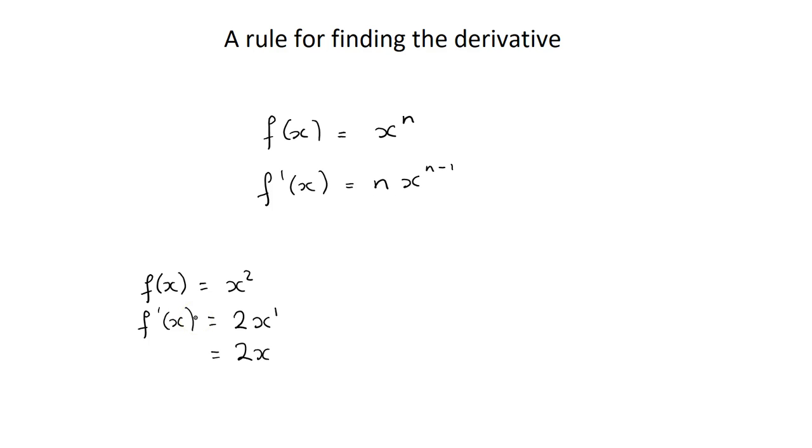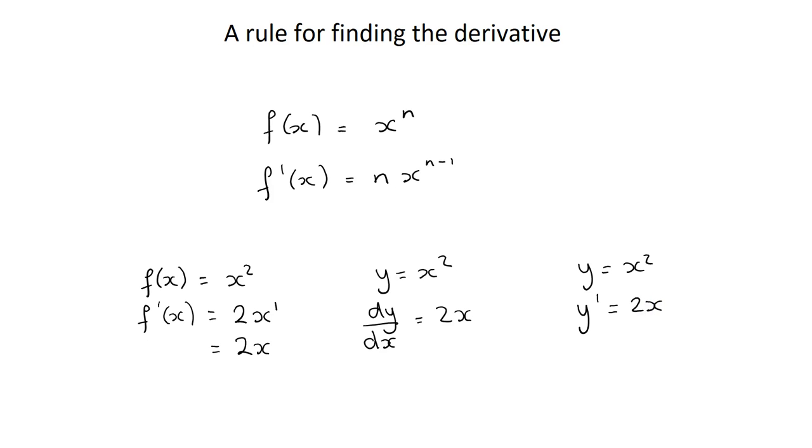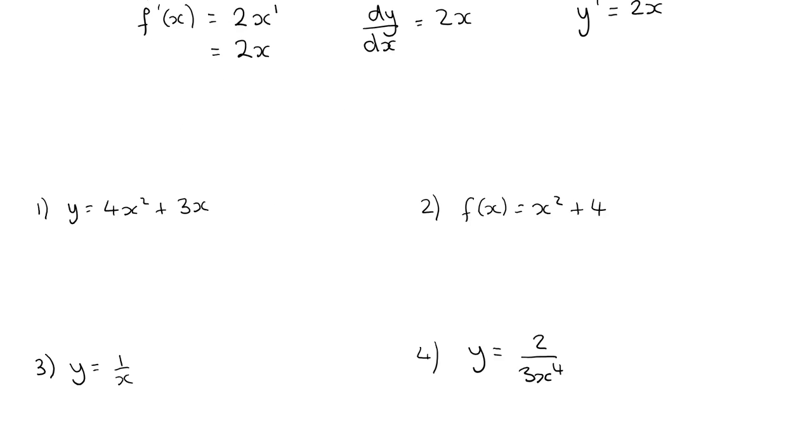Now there's different ways that we can write our function. You might see y equals x squared. And the derivative can be written dy dx, which means the derivative of y with respect to x. That's the same thing, it's 2x. Or you might see it written as y dash. The dash means the derivative of y, and again it's 2x. Let's do some examples to practice using this.